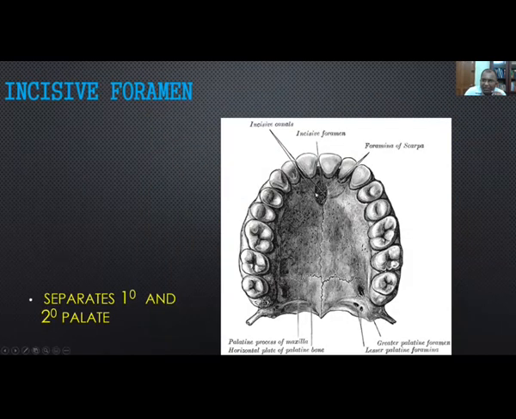The incisive foramen is an important embryological and anatomic landmark. Of course, it's an osseous hole which allows passage of the sphenopalatine and the nasopalatine vessels, but it separates the primary palate from the secondary palate. The primary palate is the area above the alveolar ridge and a small portion of the anterior hard palate, and the vast majority of the hard palate, the posterior hard palate, is secondary palate, and it also includes the soft palate.